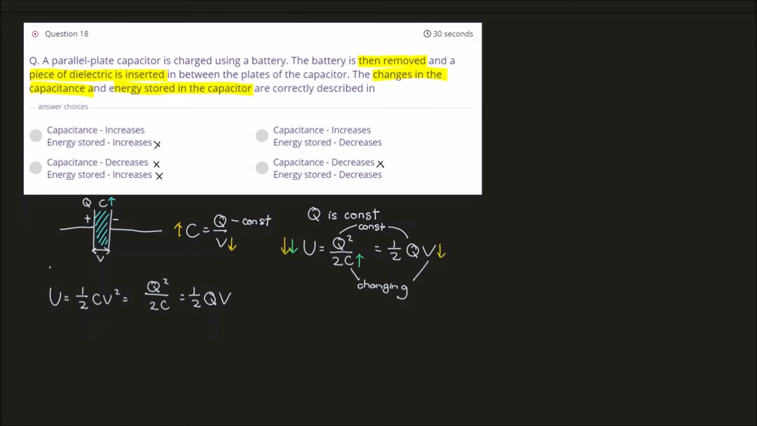Increases wrong. So in that case, we know that our answer should be capacitance increases, energy stored decreases. Okay, so that's all for question 18.